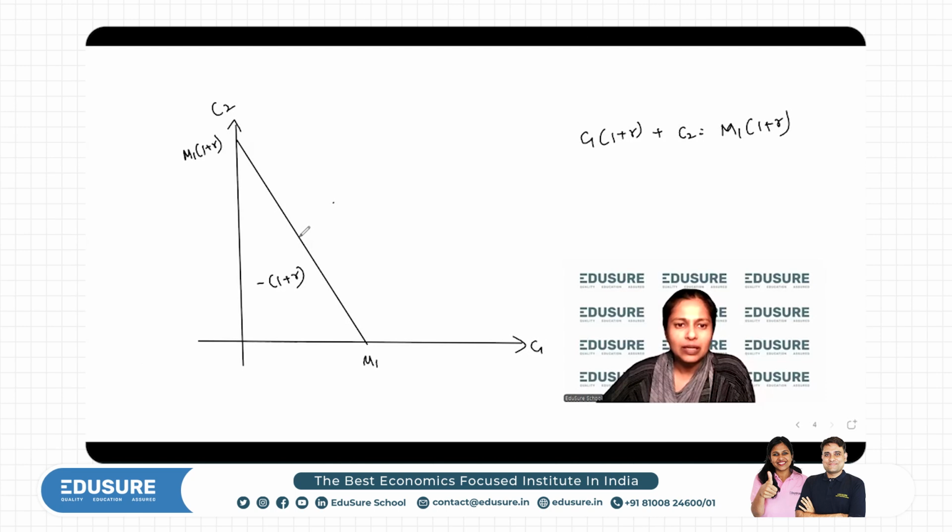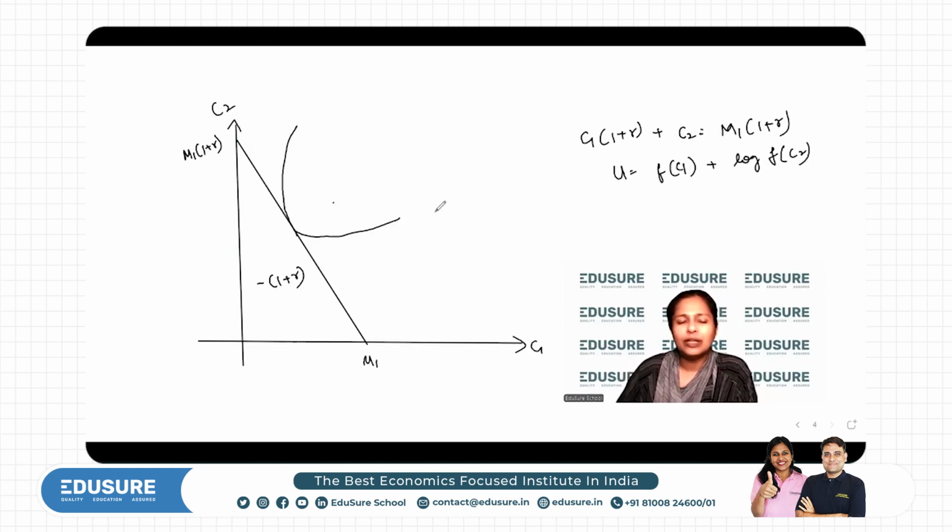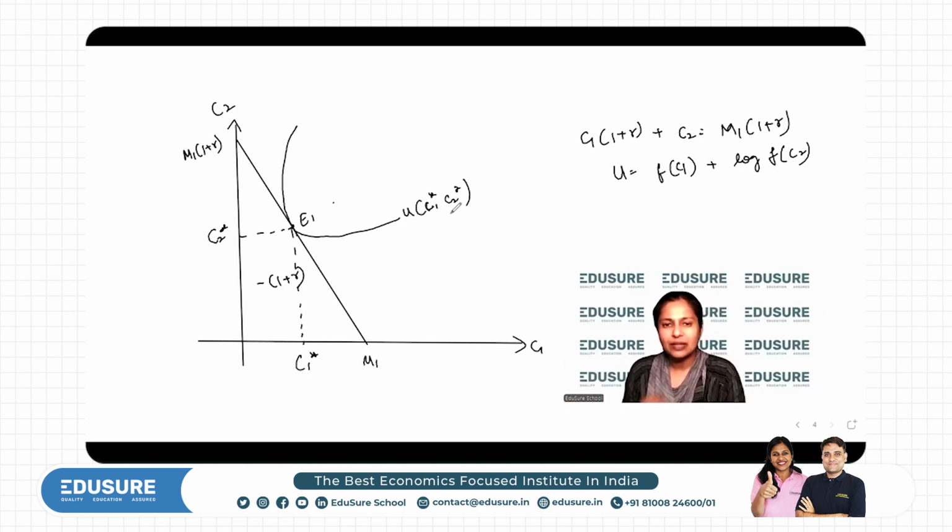Now, this is the budget line. We also have the ICs. So the utility function U is equal to function C1 plus log function C2. So you have a utility function, we have a budget line, and we find the equilibrium, which is at the tangency point. This is C1 star and this is C2 star. Okay, this is point E1. This is utility from C1 star and C2 star, right? So this is the equilibrium. If we have a budget constraint and a utility function, we can find the equilibrium.